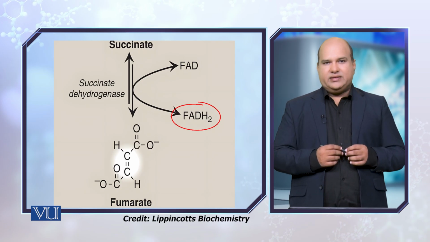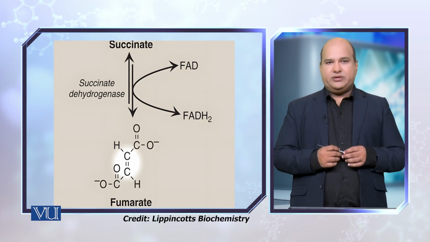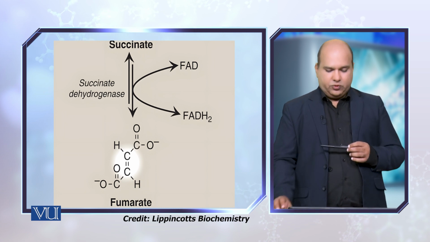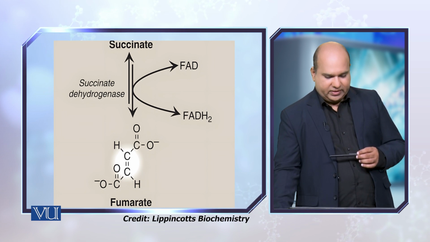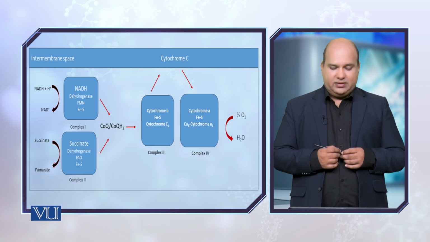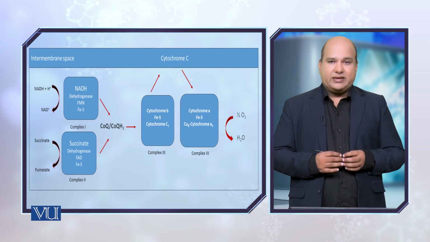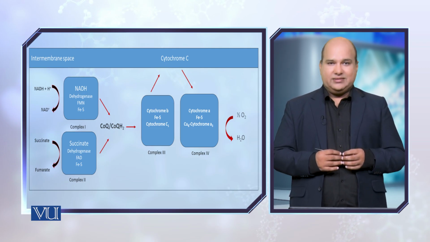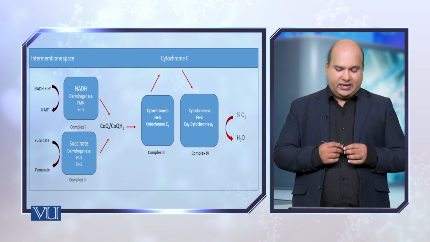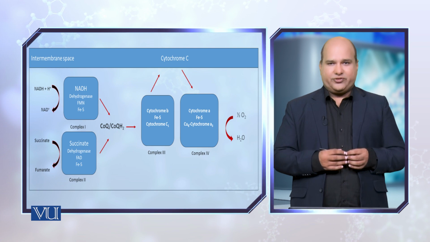Also, you should keep in mind that succinate dehydrogenase is the only enzyme which is embedded into the mitochondrial membrane. If you remember our discussion on the electron transport chain, the succinate dehydrogenase complex makes complex number 2. There are 4 complexes. This complex number 2 is involved in the donation and carrying of the electrons.